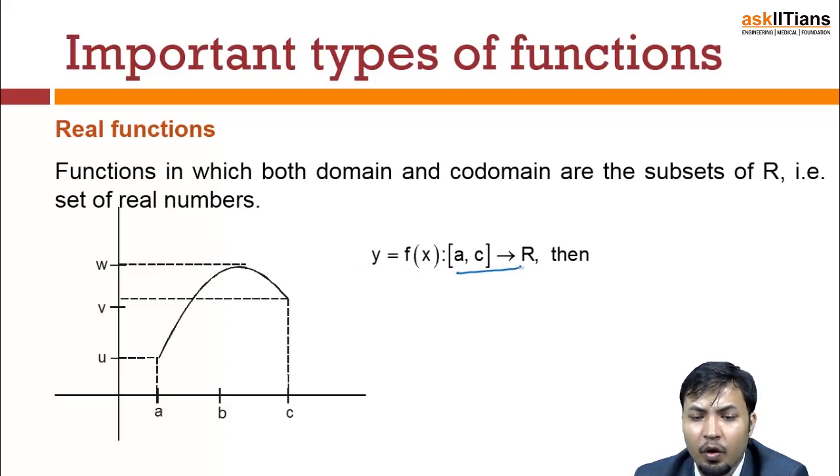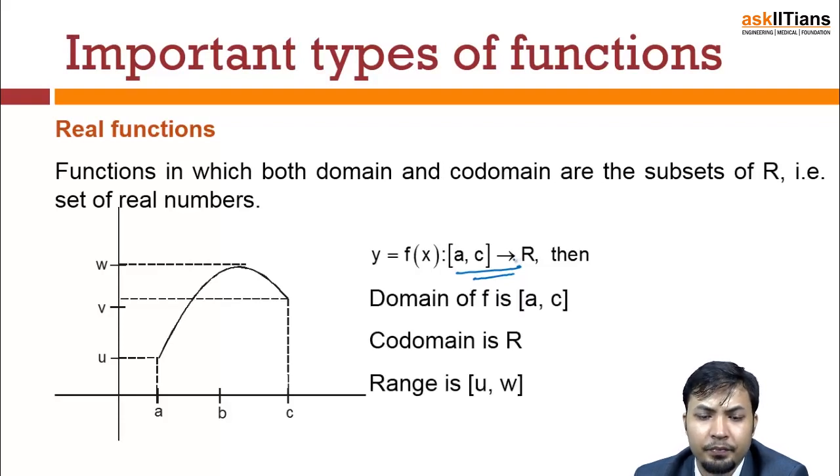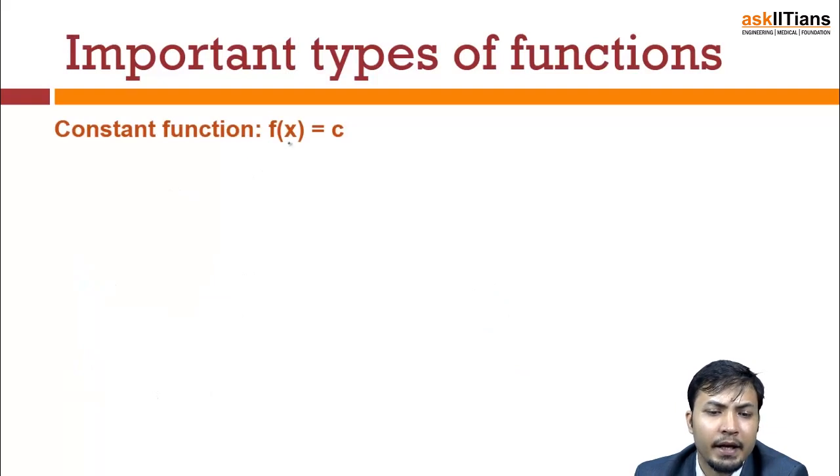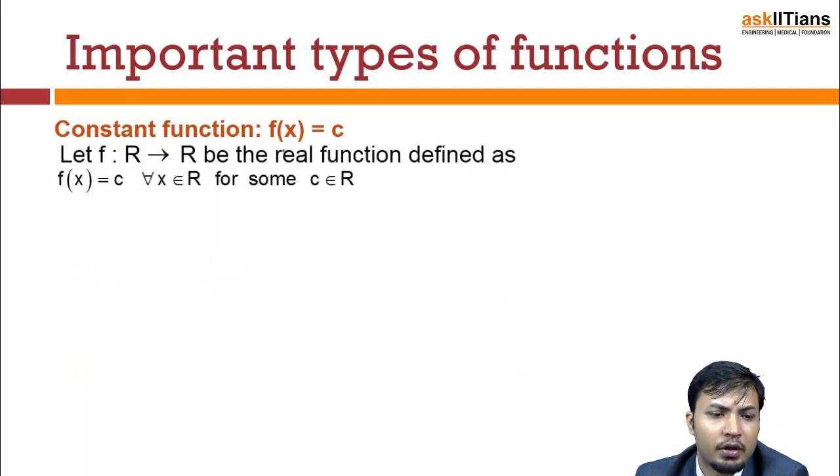Basically the domain over here, A and C, lies in R. Alright, the domain of F is A and C, okay, and it lies in R. Codomain is also R and the range is U and W. Okay, so I think this will clarify all your doubts about domain, codomain and range. Now moving on, the next function is a constant function.